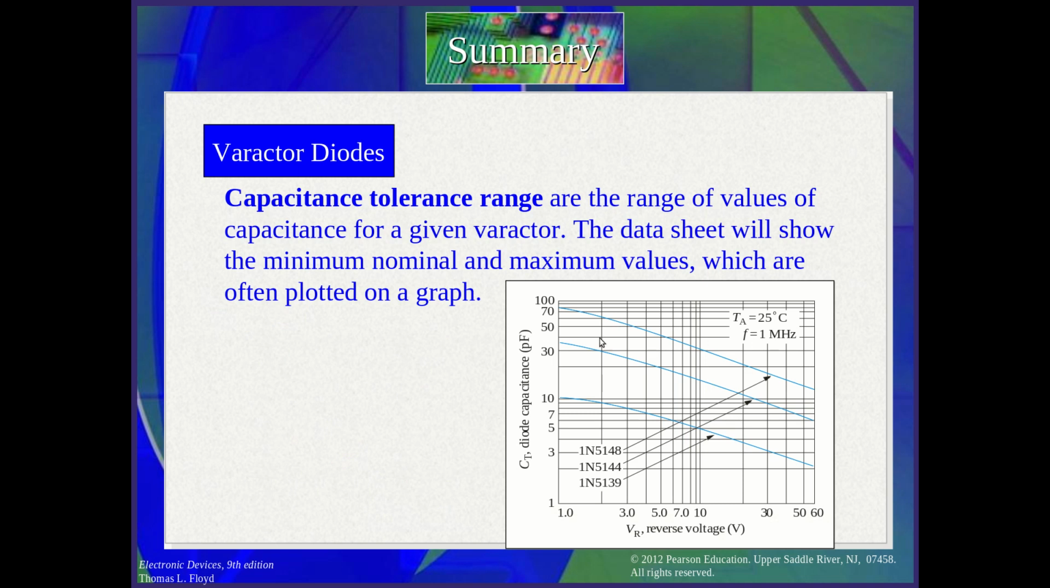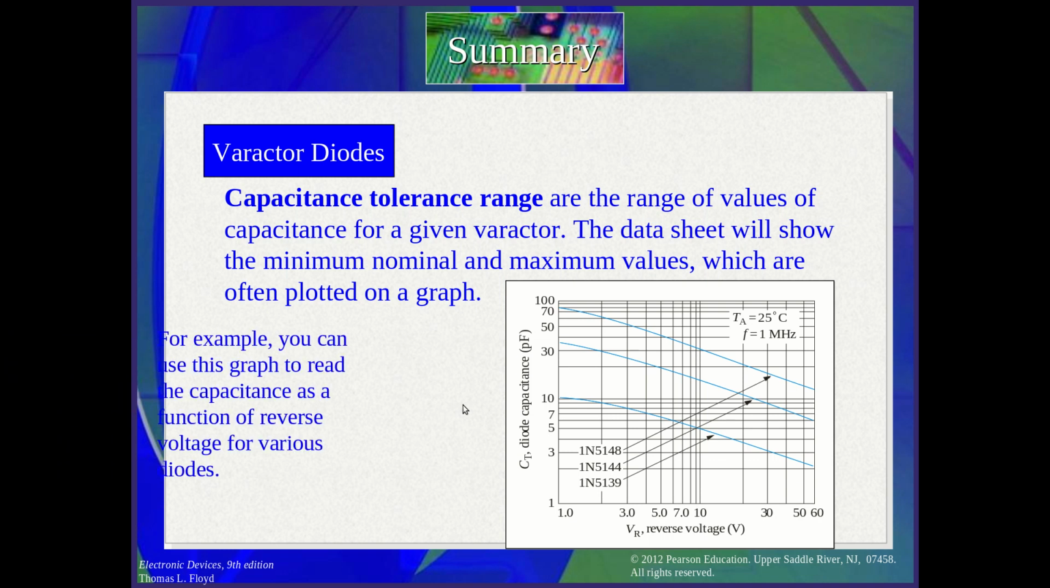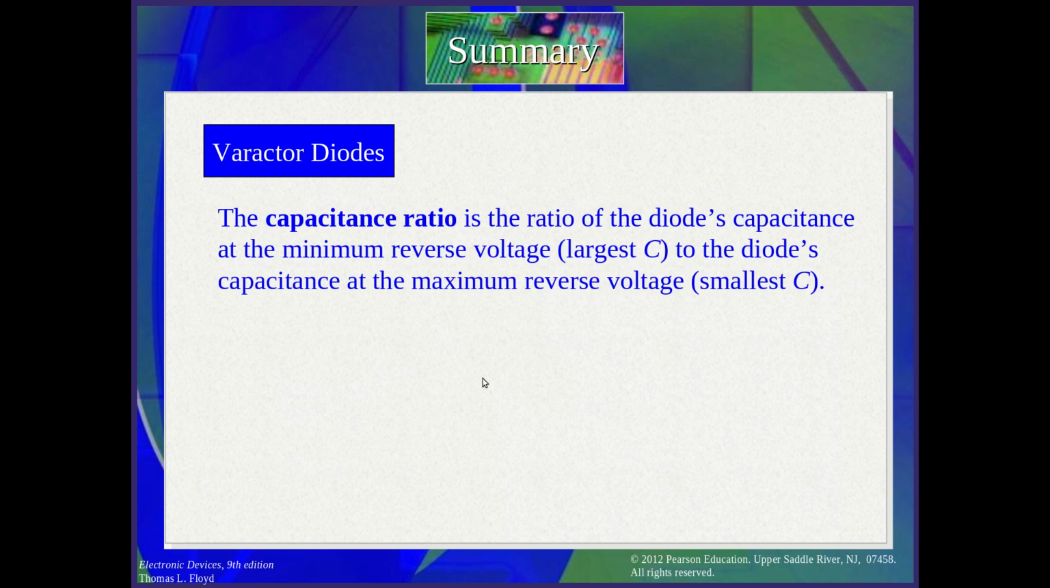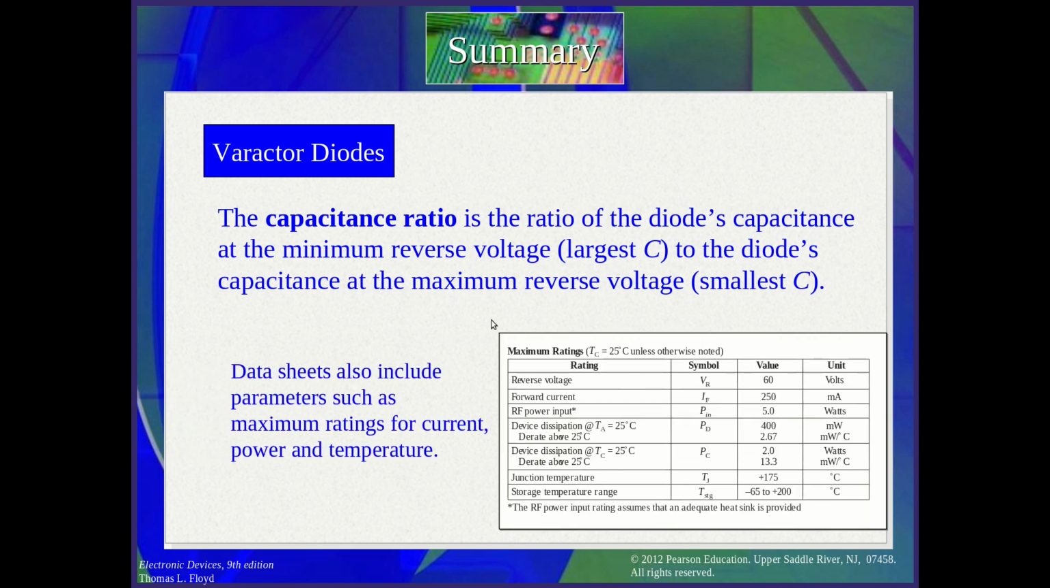This is a data sheet, and if you get the data sheet of a varactor diode, you will see that there is a capacitance tolerance range, and it gives you values at some frequency and some temperature. These are different types of varactors. The capacitance ratio means the ratio of the diode capacitance at minimum reverse voltage to the maximum reverse voltage. You can see this in the data sheet.